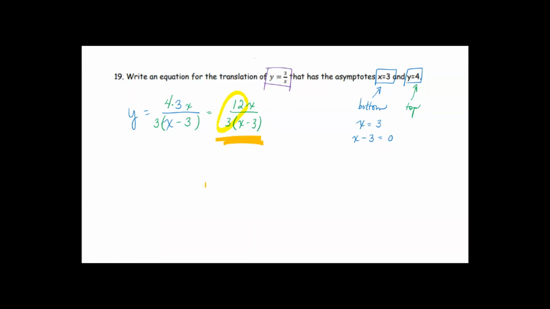Watch your asymptotes. Remember, the vertical ones come from the denominator, and the horizontal ones come from those leading coefficients.